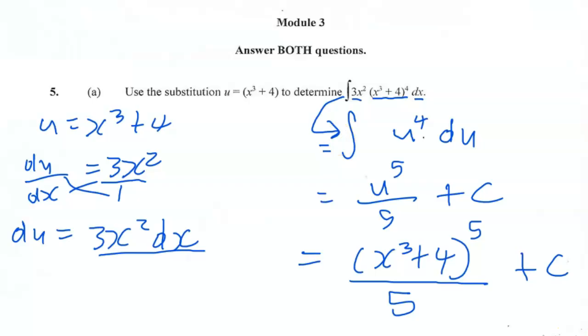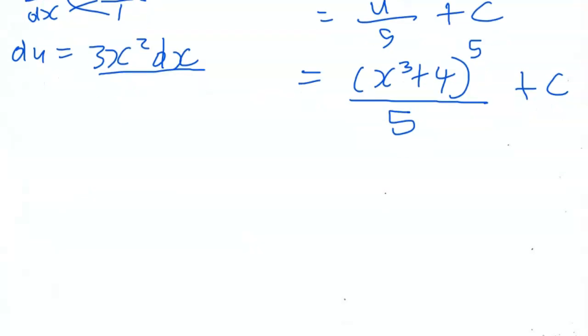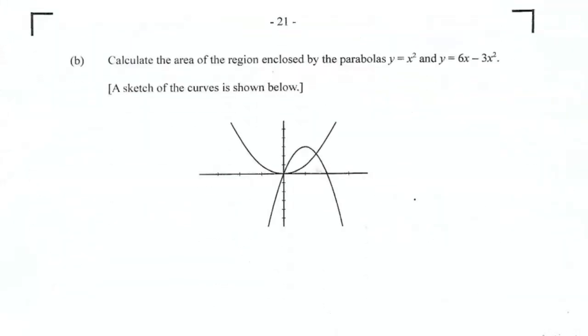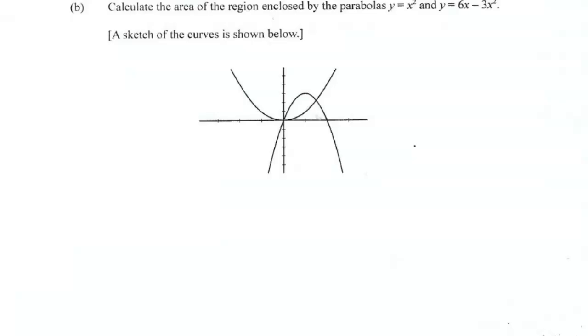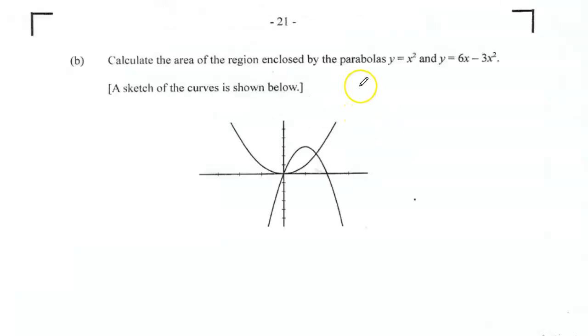Now let's look at what part B is asking us to do. Calculate the area enclosed by the parabolas y equal to x squared. We can see clearly this is a graph of y equal to x squared, it's a popular graph. And the other graph, which is y equal to 6x minus 3x squared.